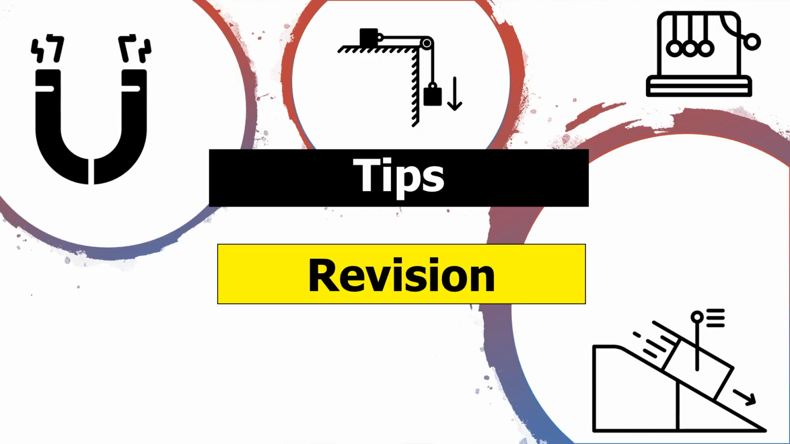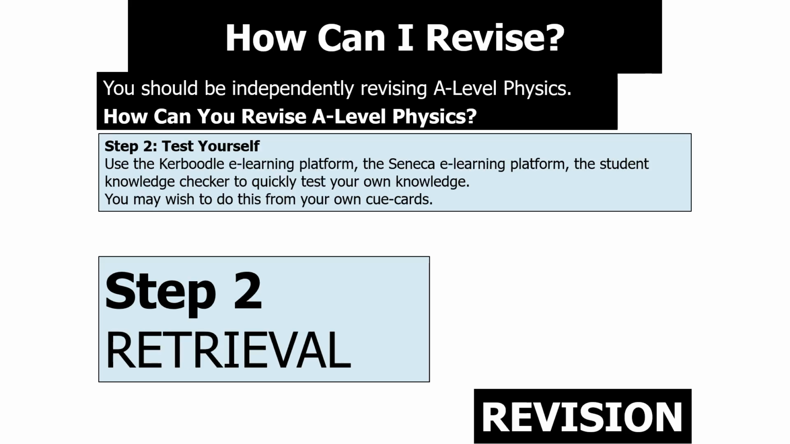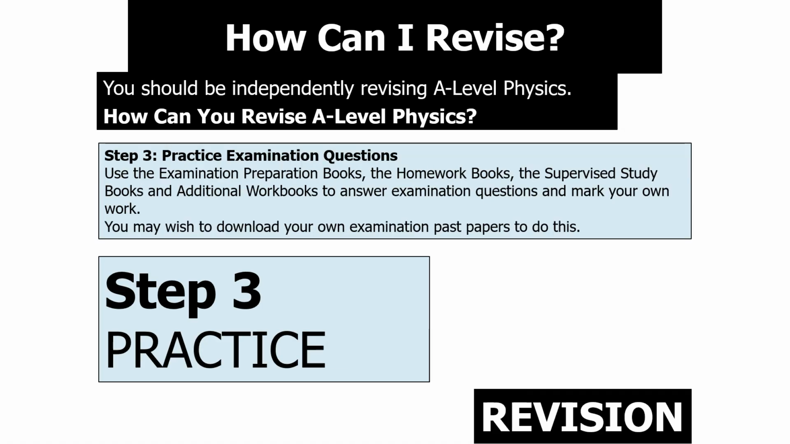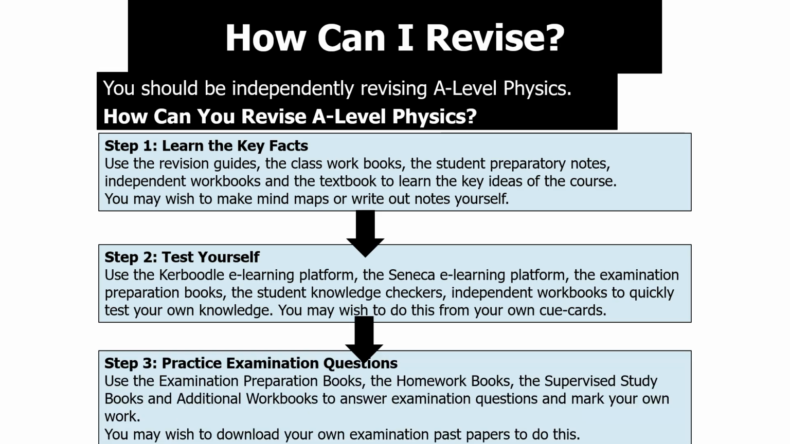So for some tips for your revision, how can you be independently revising A-Level Physics? Well, the first step is to learn the key facts. Use revision guides, class workbooks, prep notes in the textbook to learn the key ideas of the course. You may wish to make mind maps or write out the notes yourself. Secondly, test yourself. Use things like Seneca and knowledge checkers to quickly test your own knowledge. You may wish to do this from your own cue cards. Then finally, step 3 is to practice. Use exam prep books, homework books, study books, additional workbooks to answer exam questions and mark your own work. You may wish to download your own exam past papers to do this. So you should be doing the 3 steps of learning the key facts, testing yourself and practicing exam style questions.